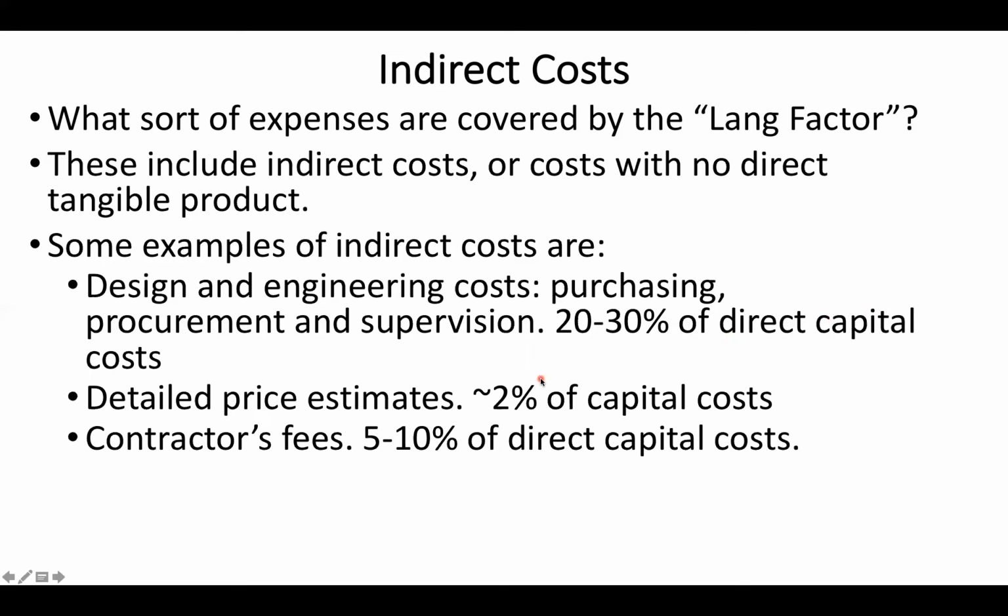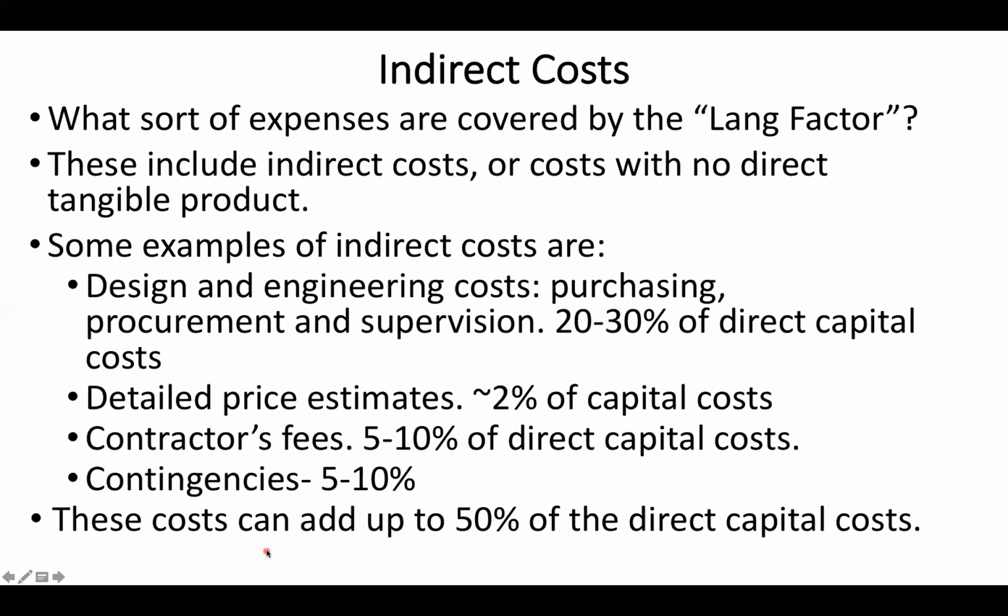Then don't forget, we also need to pay contractors to help build the whole thing. And that can be about 5 or 10% of my direct capital costs, as well as always account for something going wrong, which is about 5 to 10% of our overall costs. So always build in a little bit of that buffer. And again, when we add all of these up, it turns out that things that I can't point to and say, hey, look what I bought, end up about 50% of our direct capital costs, or you can think about it as about a third of our overall fixed capital costs.